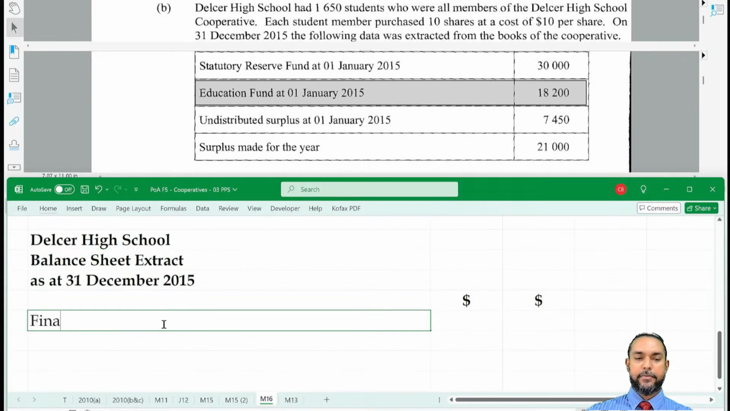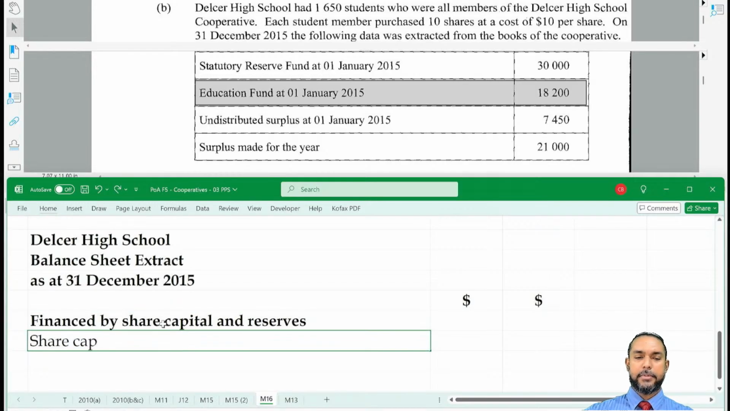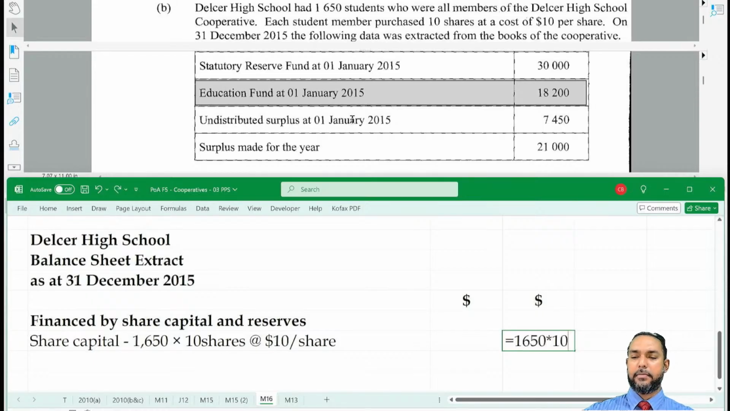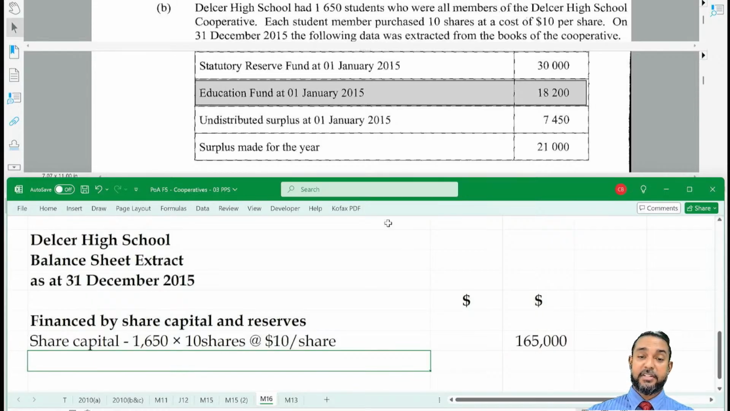So we have financed by share capital and reserves. All right, so share capital. We had 1,650 students who each bought 10 shares at $10 per share. So 1,650 by 10 by 10, that's 165,000, right?